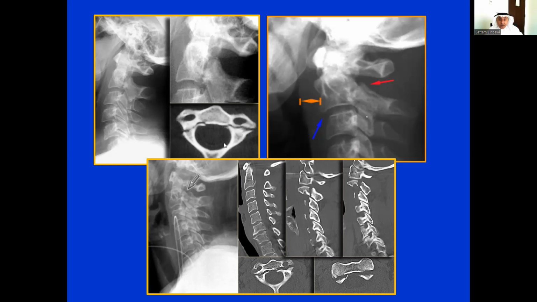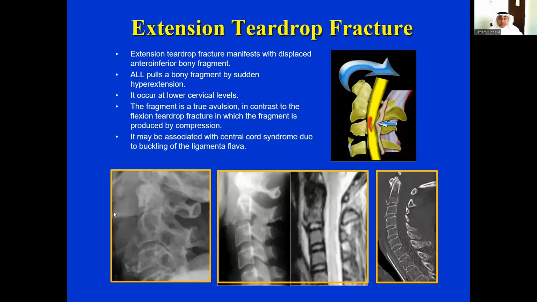Notice how big the spinal canal is, how wide it is, so it can accommodate the presence of hematoma without cord compression. Subsequently, neurological deficits are not frequently seen with these fractures.